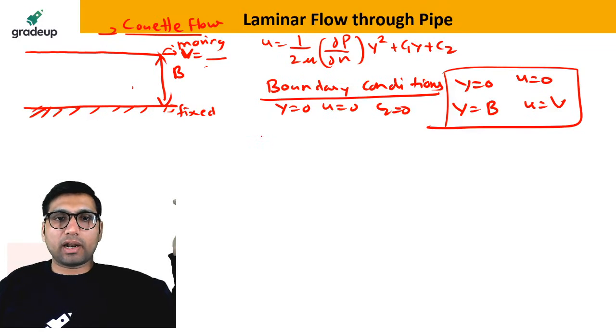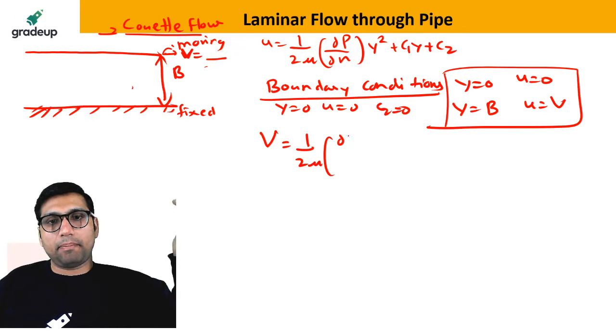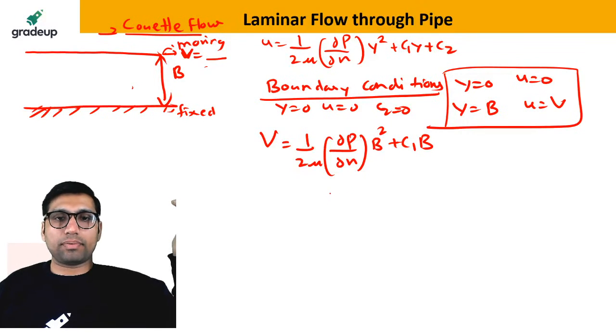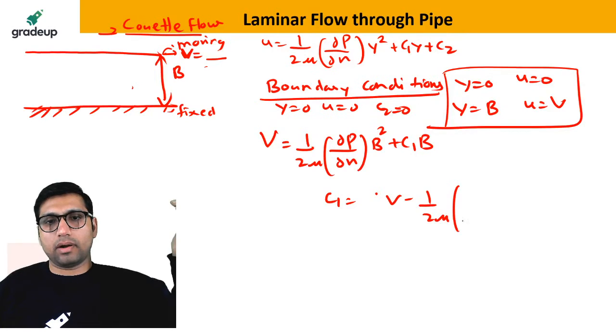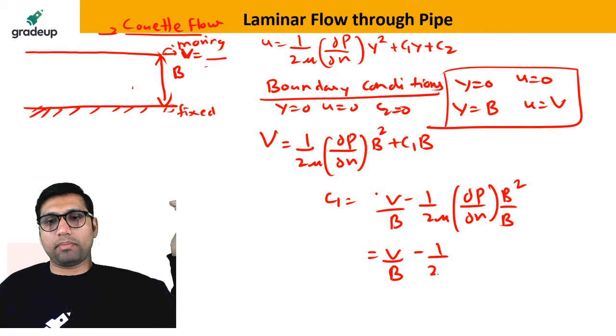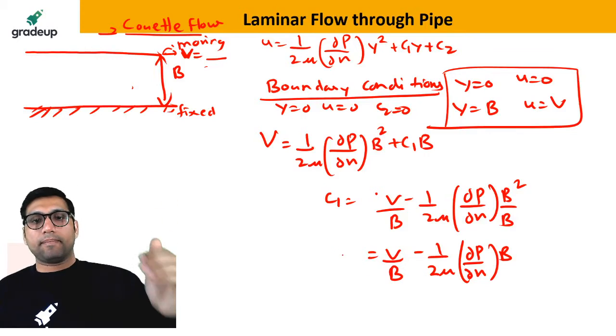If you apply the other boundary condition, that is u becomes v, that will be v equal to 1 by 2 mu del p by del x of b square plus C1 of b. So from here you can find the value of C1. C1 will be equal to v minus 1 by 2 mu del p by del x b square, divided by b. So this will be simply equal to v by b minus 1 by 2 mu del p by del x of b. This will be the value of C1.